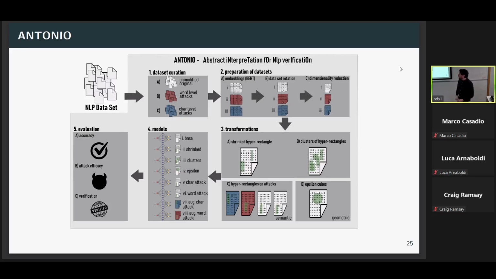So we have initially used only one verifier, that is Aaron, an abstract interpretation verifier. It has the advantage of being very fast, but since it's abstract interpretation, it tends to grow exponentially: the more neurons you have, the more layers you have, and it gets less precise. So it's not very precise, but it is fast.